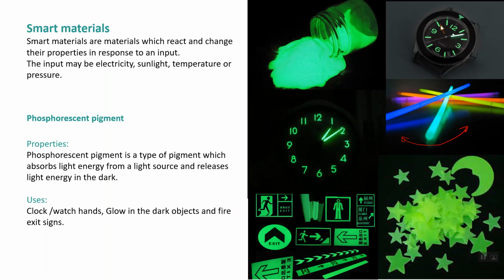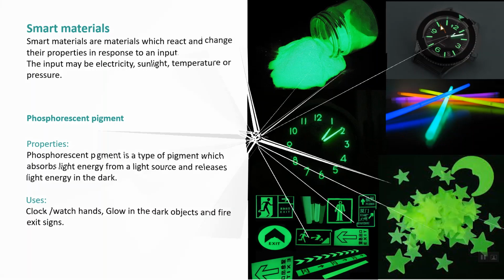It is said to be a smart material because, as I said, it reacts with sunlight or in the absence of light. Another type of smart material we have is photochromic materials. Alors, photochromic, photo. When we say photo, it's a Latin word which means light. It deals with light.